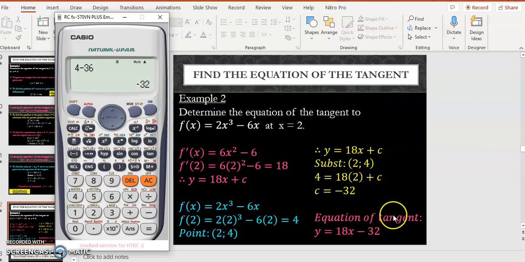So what is going to be our equation of the tangent? Equation of the tangent is going to be y is equal to 18x plus c. Our c is minus 32, so plus minus 32. Plus minus is what? Minus. So we are going to get 18x minus 32. Okay.